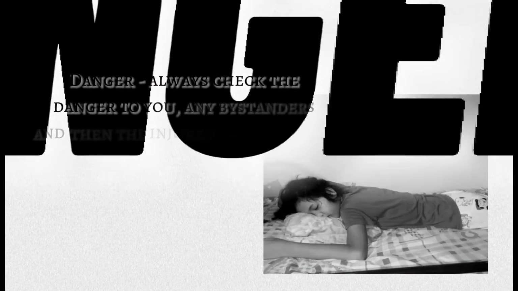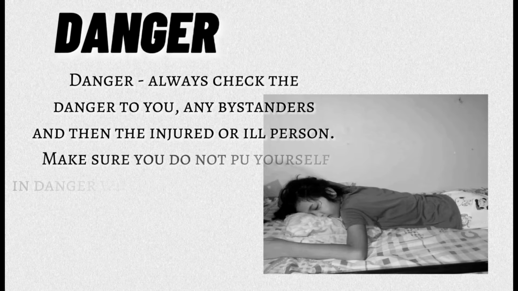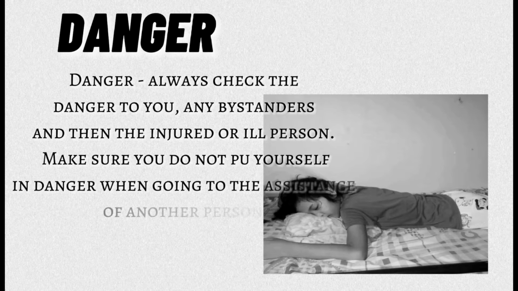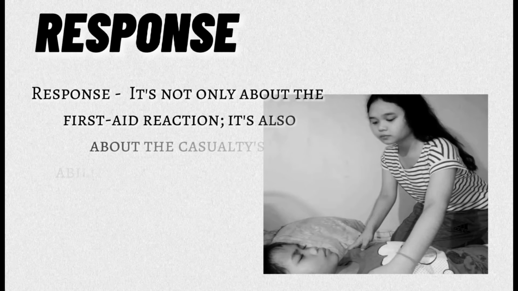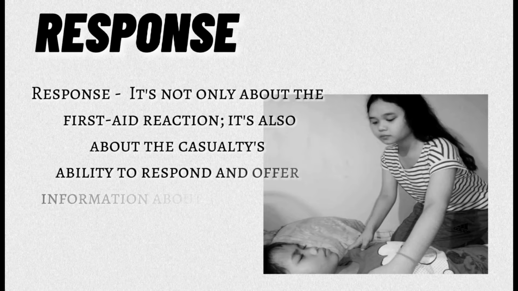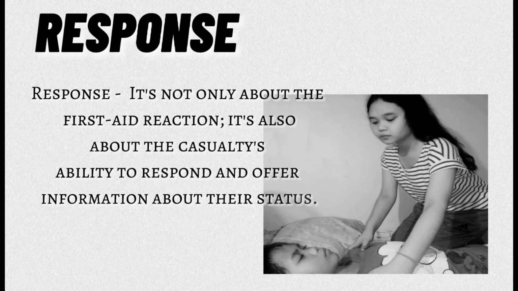The first acronym of DRSABCD is D, which stands for danger. Always check for danger to you, any bystanders, and then the injured or ill person. Make sure you do not put yourself in danger when going to the assistance of another person. Second is R, which stands for response. It's not only about the first aid reaction, it's also about the casualty's ability to respond and offer information about their status.